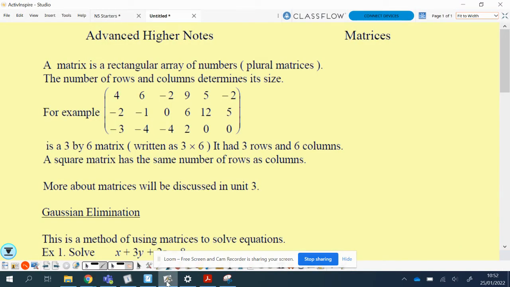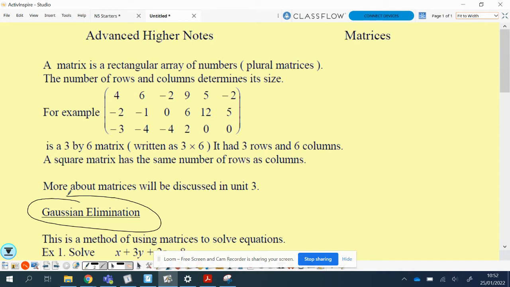Okay, in today's video we're going to be looking at a new topic, which is Gaussian elimination. Okay, but it's on the basis of matrices. Now we haven't seen matrices yet, but don't worry, we're going to look at that more in depth in Unit 3. But we're going to start off by just focusing on Gaussian elimination and what that is.